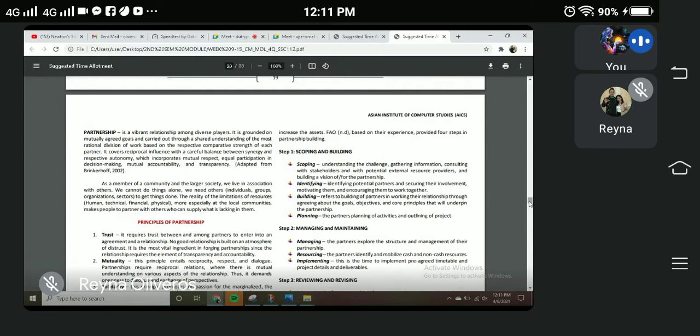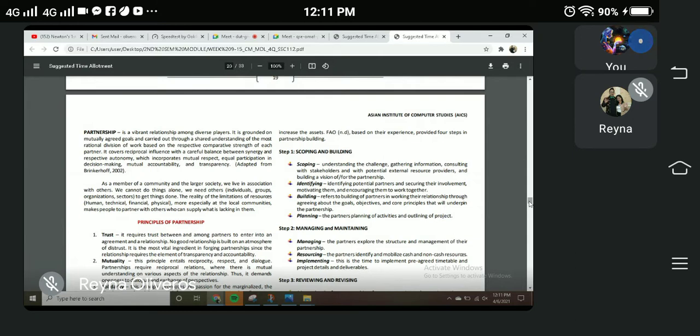potential partners and securing their involvement, motivating them and encouraging them to work together. Then, building refers to building a partner in working relationship through agreeing about the goals, objectives, core principles, and that will underpin their partnership. And then the last one that is covered by step 1 is planning.